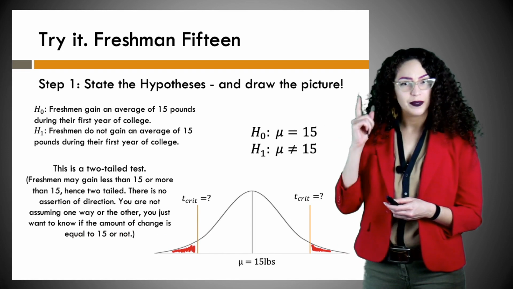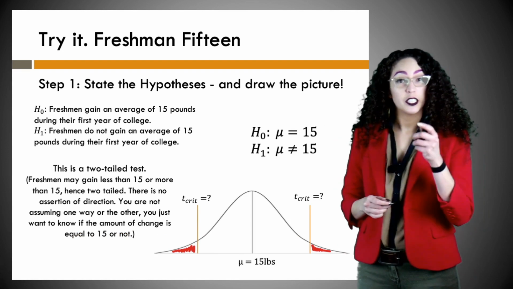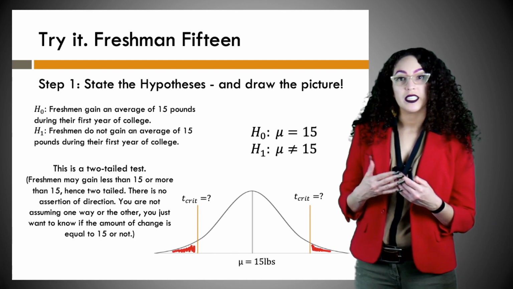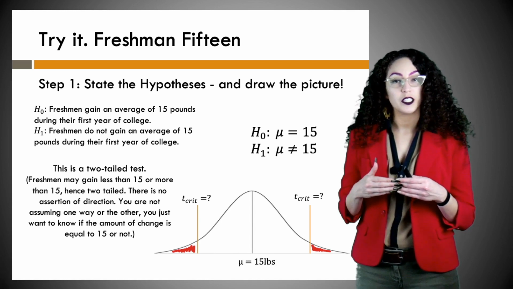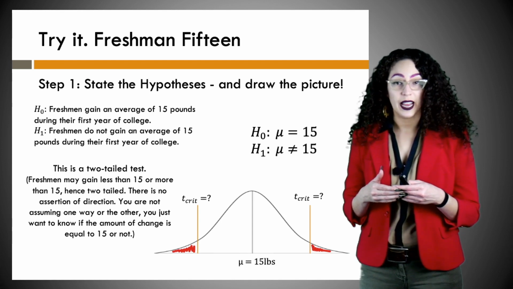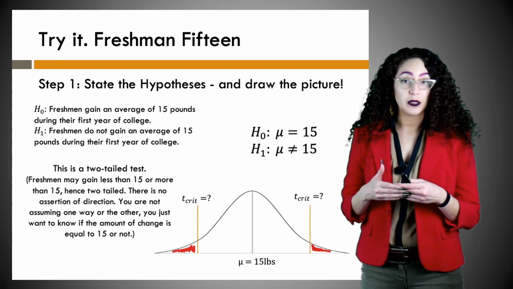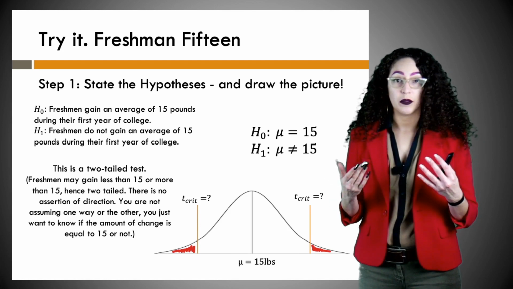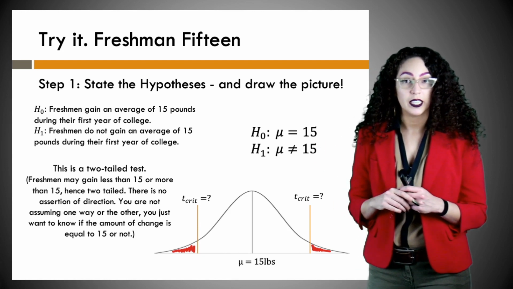So step one, we state the hypothesis and we draw the picture. Are you drawing the picture? You better be drawing the picture. It helps. So our null hypothesis here is the freshmen gain on average 15 pounds during the first year of college. The alternative is freshmen do not gain an average of 15 pounds during the first year of college. So in this case, we are not making an assertion that it's higher than 15 or less than 15. We're just saying it's going to be different. So we're doing a two-tailed hypothesis test here.